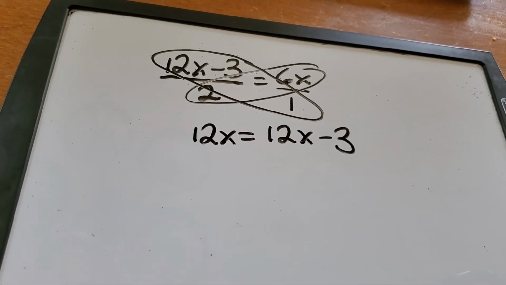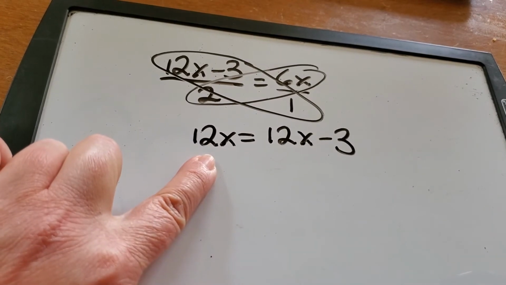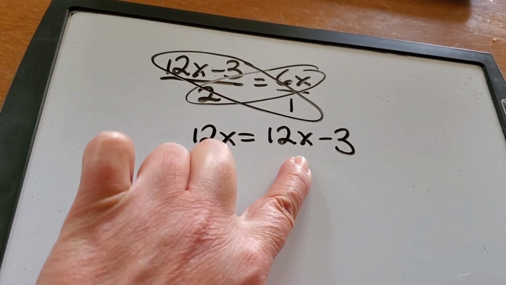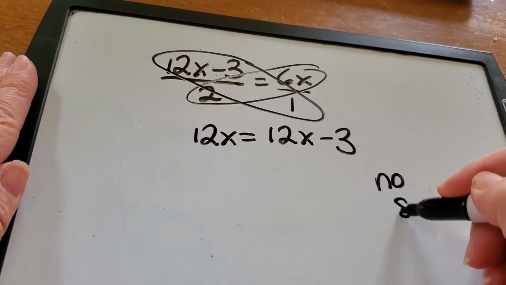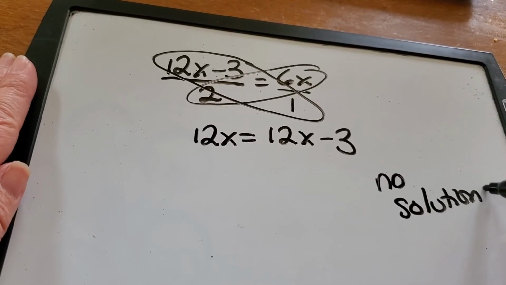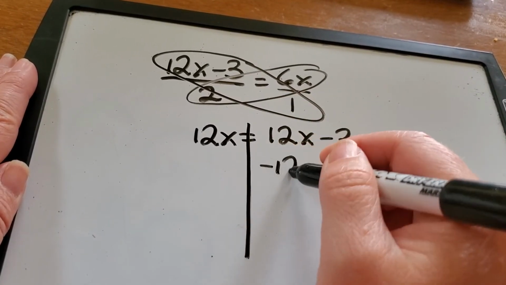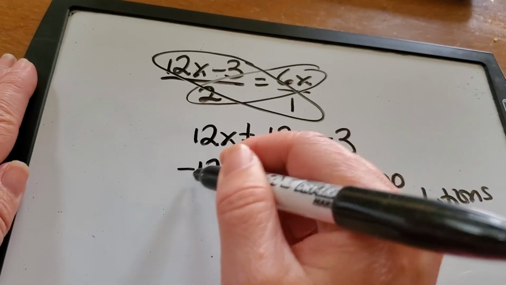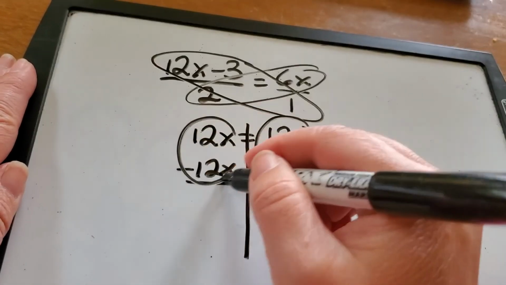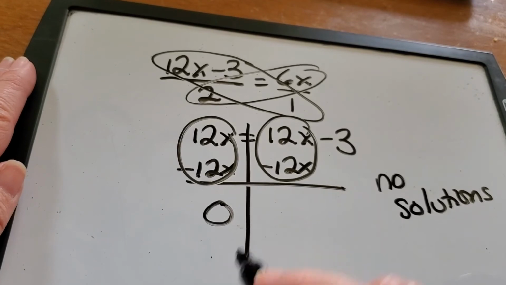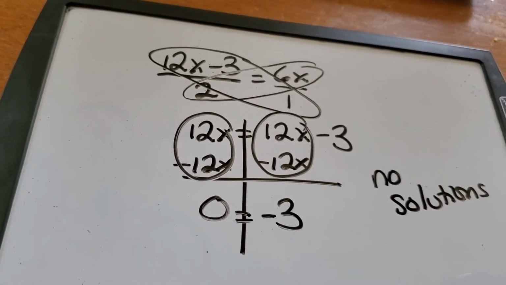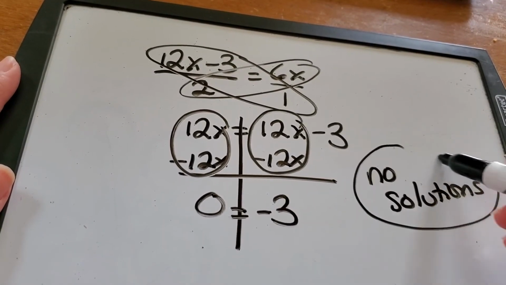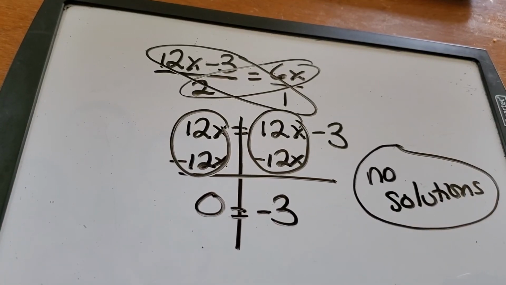Now hopefully you're looking at that and saying, wait a second, that side's 12x. This side is 12x - 3. Those can never come out to be the same. That's no solutions. Or if you didn't notice that and you keep solving it, subtract 12x from both sides. You've got nothing left on this side of the equation, so I'm going to put a 0 there. On this side you have negative 3. It says 0 = negative 3, which makes no sense at all. That's never true. That's an indicator that this proportion has no solutions.